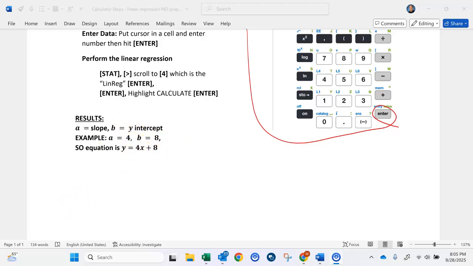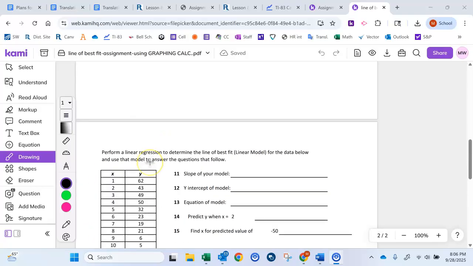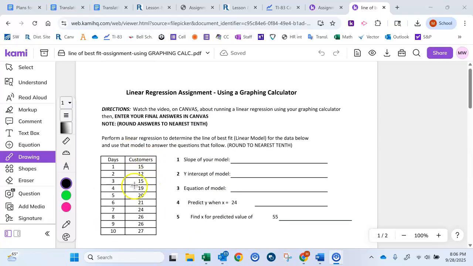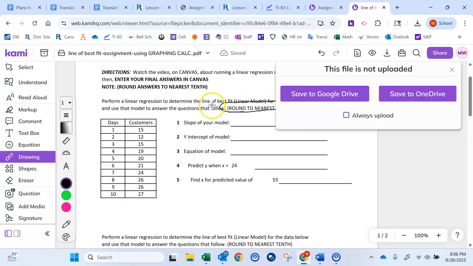All right, with the last 4 minutes I have, I'm going to show you how to do today's assignment. Today's assignment looks like this. We're going to watch the video, which you're doing right now, and use the data in this table. There are 5 sets of it for practice. We're going to put the data here, run it through the process I just explained, and based on that, answer the following questions. Make sure you round your answers to the nearest 10th when you enter them.